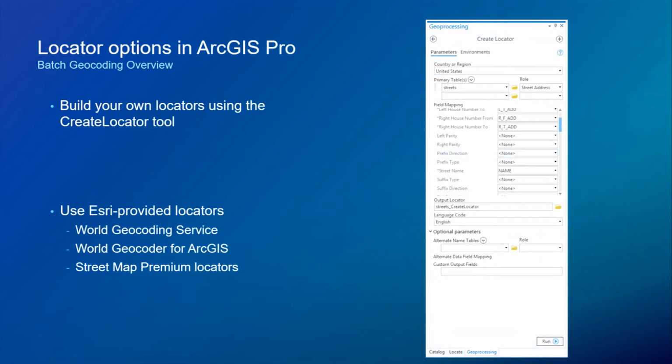Locator options in ArcGIS Pro. So you have sort of two options. You can build your own locators using the Create Locator tool, which is in Pro 2.3. We recommend that you use the Create Locator tool for the best possible performance. And we also have Esri provided locators. So there's the World Geocoding Service that I already talked about, and you can always also purchase World Geocoder for ArcGIS and StreetMap Premium locators. And that's nice because they come out of the box and you can stand them up in your enterprise organization and work with them.